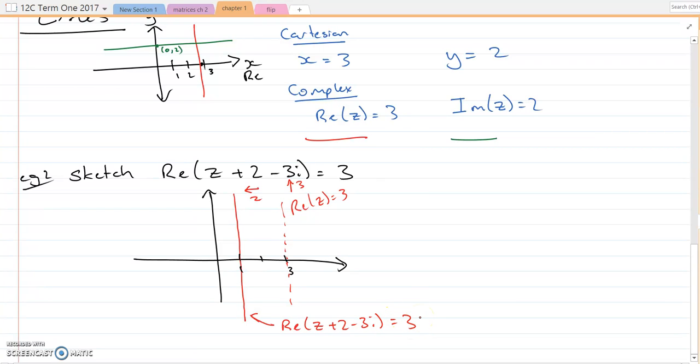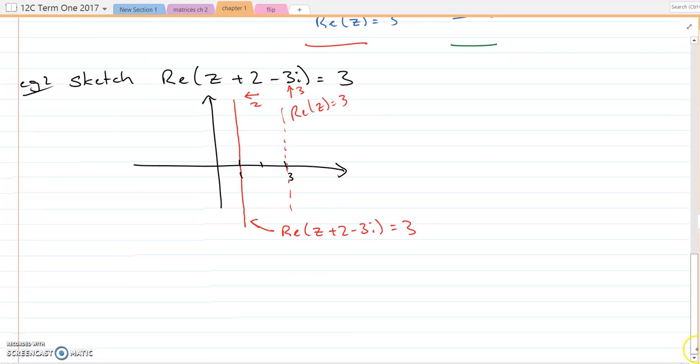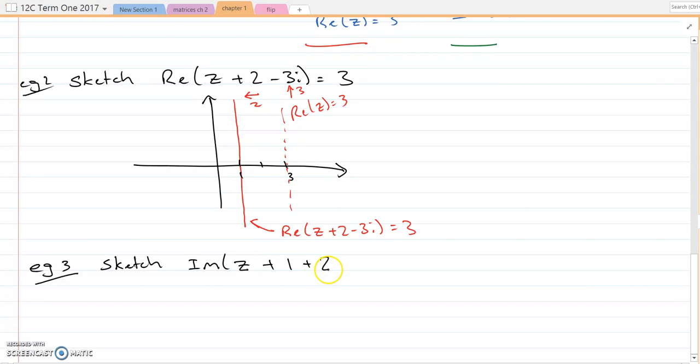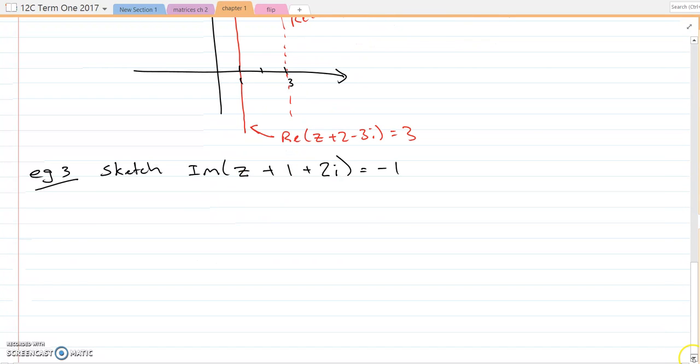And you would do something similar for imaginary. So, example 3, sketch, and I would encourage you to try this at home, and then check your answer. Pause. See if you can figure out what this should look like. Okay, you're back. Let's sketch it.